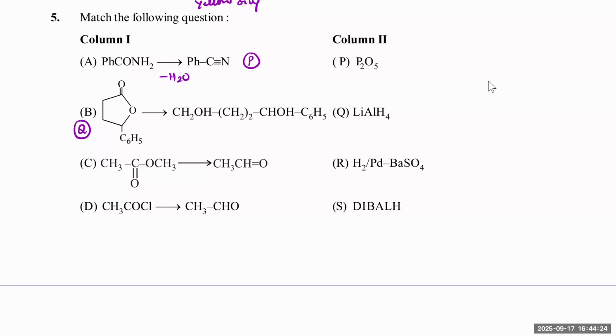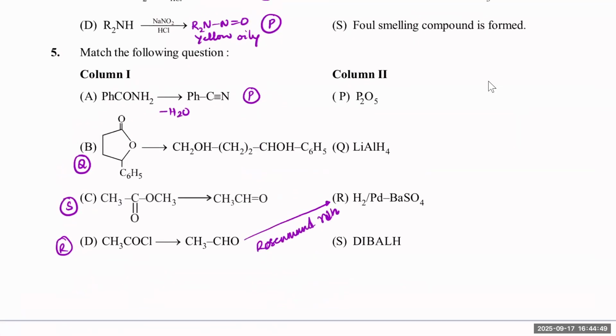Esters can be converted only up to aldehyde. Further reaction should not happen, means diol H. Acid chlorides converting into aldehydes can be done only by H2 with palladium barium sulfate. So this is called Rosenmund reduction. So these are the reactions you will notice.